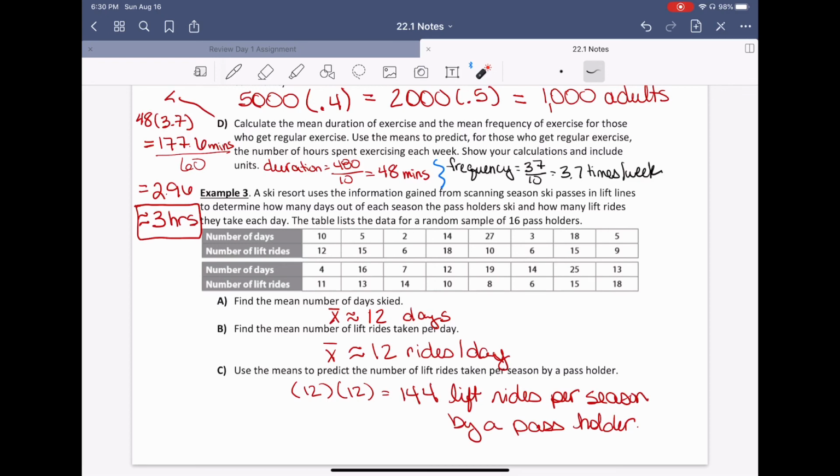For part B, find the mean number of lift rides taken per day, add the bottom rows here, and divide by 16 once again, and you should have 11.625, which again gives us a mean of 12 rides per day. And for C, use the means to predict the number of lift rides taken per season per pass holder, which means we would simply multiply and get our total of 144 lift rides per season by a pass holder.